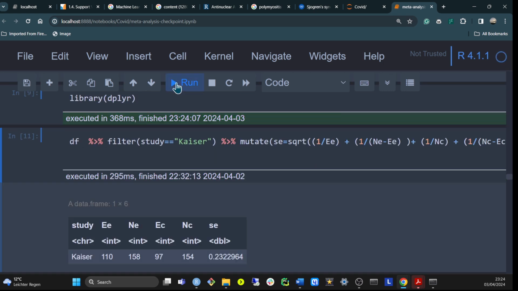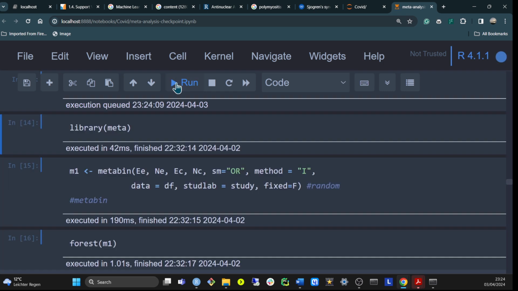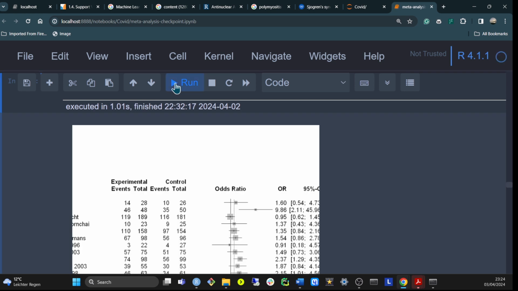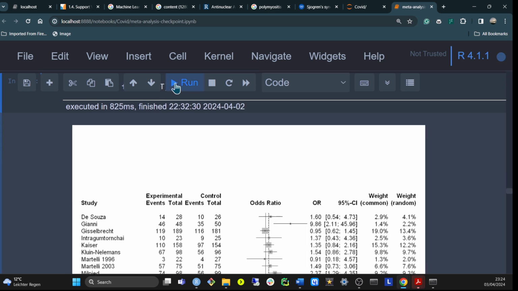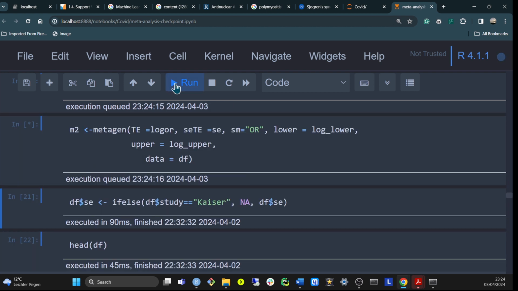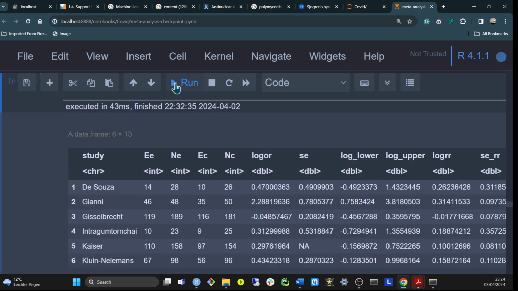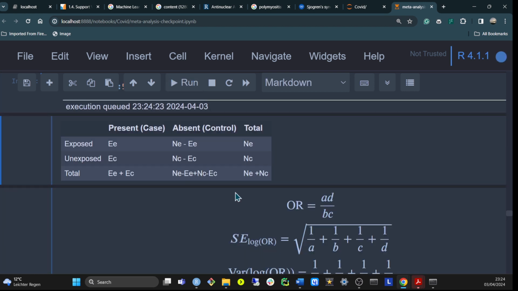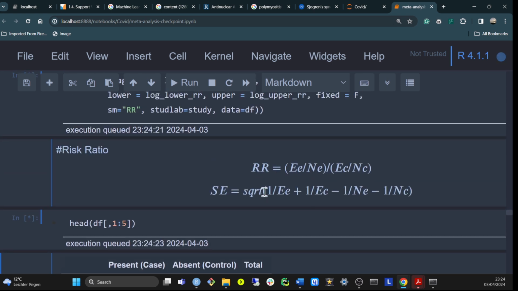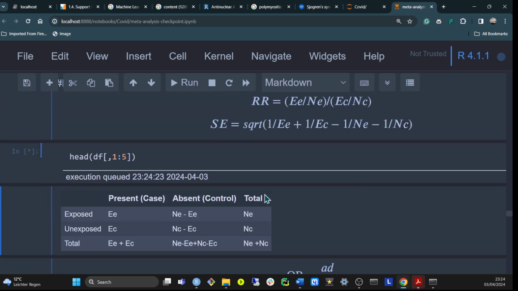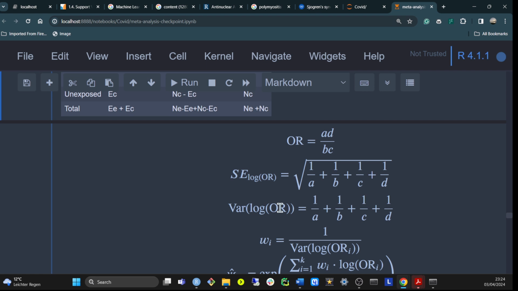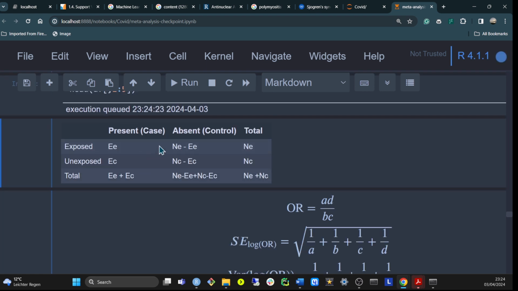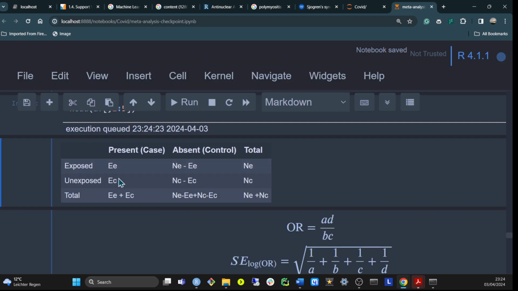So here, the observed minus expected and divided by the variance. If you have already learned a little bit about the chi-square, this is about how to calculate the expected value. We calculated the expected value for this part, because we are interested in the number of events in the exposed group. That's what we are interested in. So we need to calculate the expected value for this observed value.